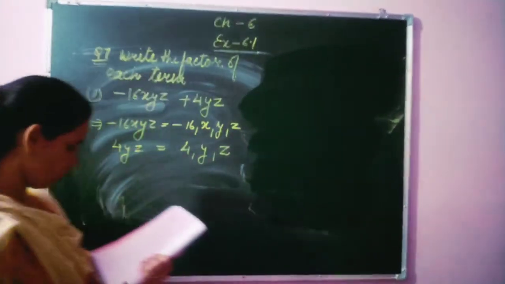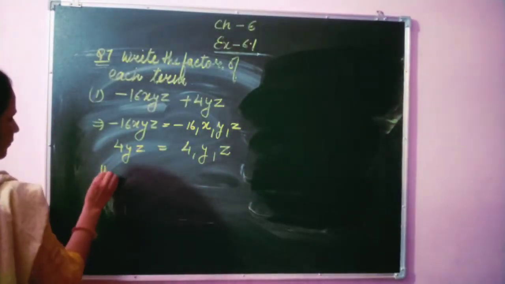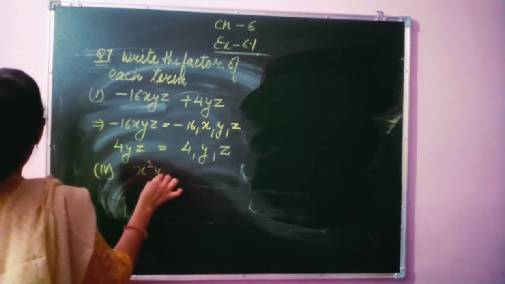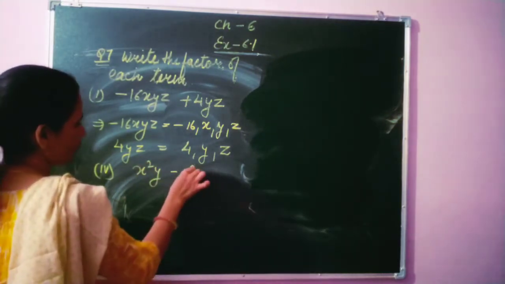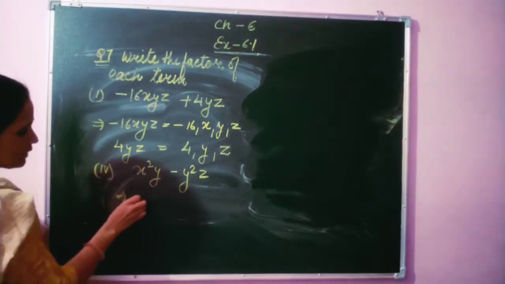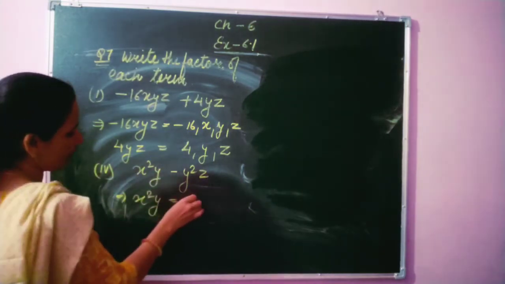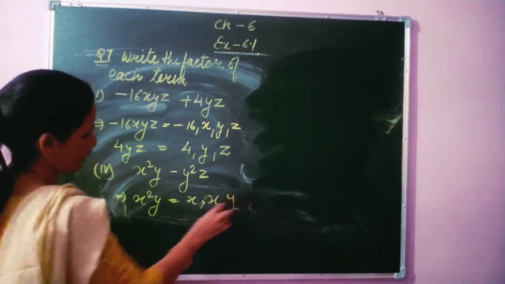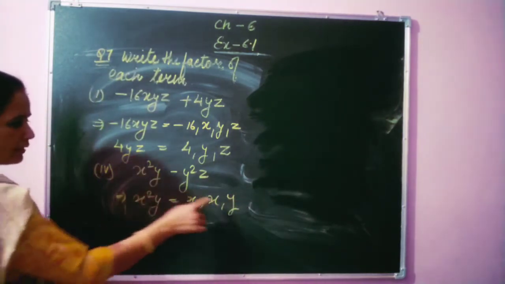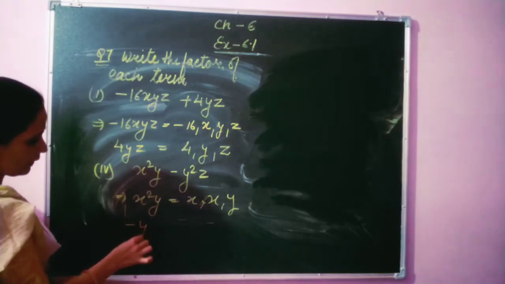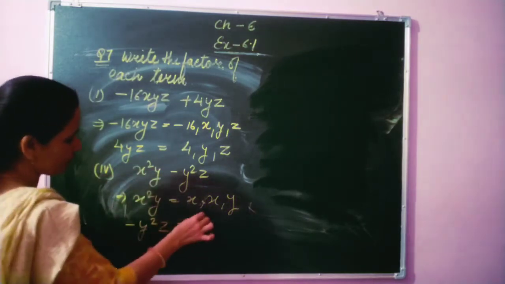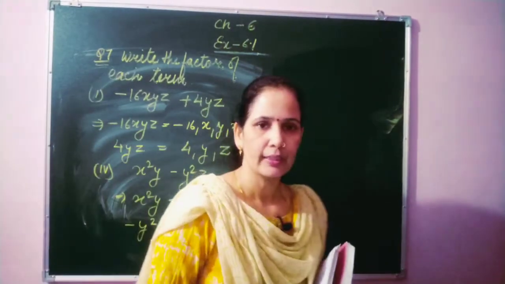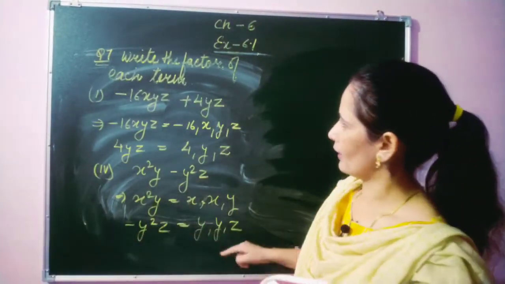So let's take one more. I'm taking its fourth part. In the fourth part they have given x square y minus y square z. So first one is x square y. X square y means x multiplied by x, and y. Two times x, x square, then y. Second is minus y square z, that means y, y and z. Okay. So in this way, students, we have to write the factors.